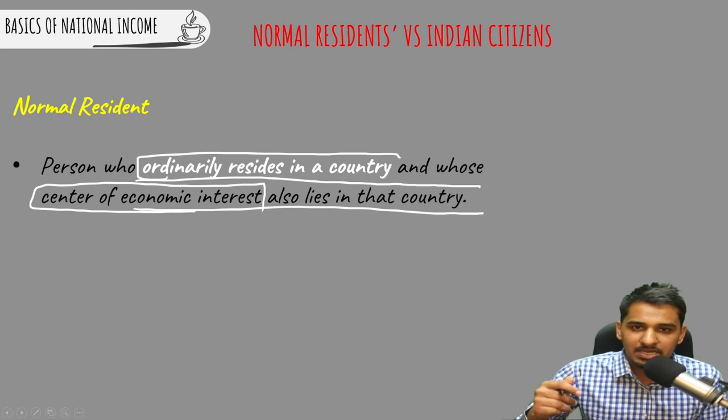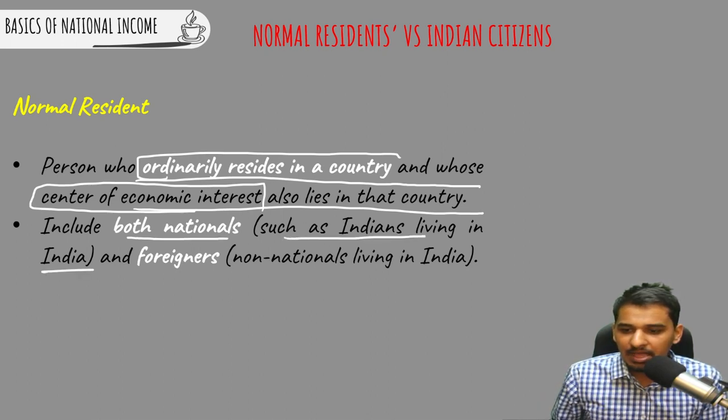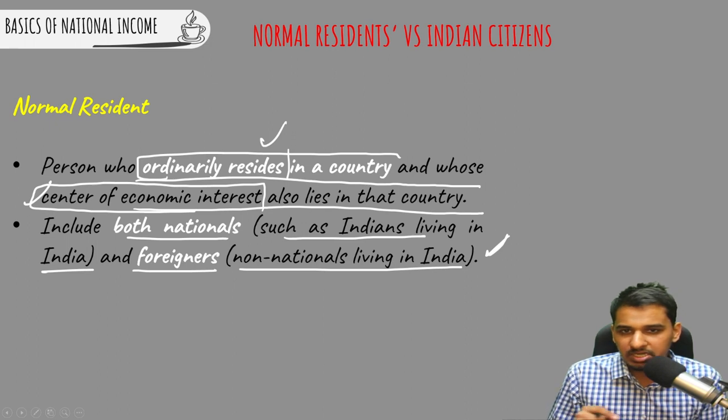So an Indian can be a normal resident and a foreigner can also be a normal resident. It includes both nationals, such as Indians living in India, and foreigners, non-nationals living in India. Because if they are ordinarily residing in India or if the center of their economic interest is in India, then they are normal residents of India. This is the meaning of normal residents or residents.